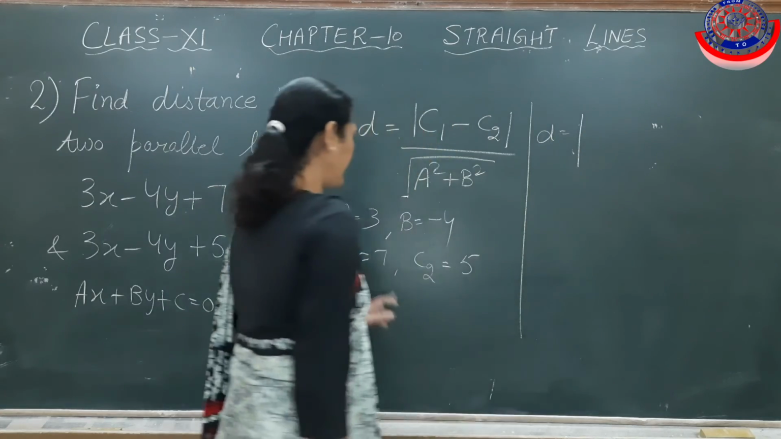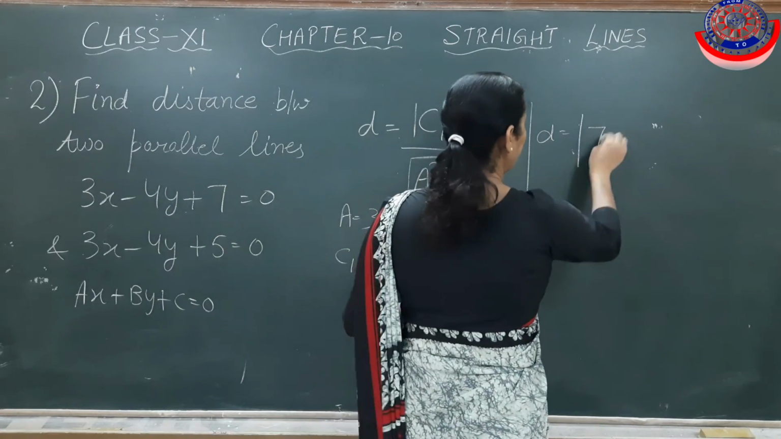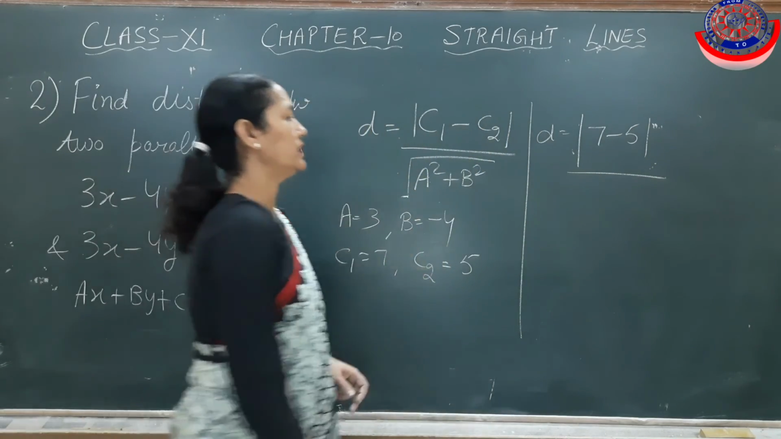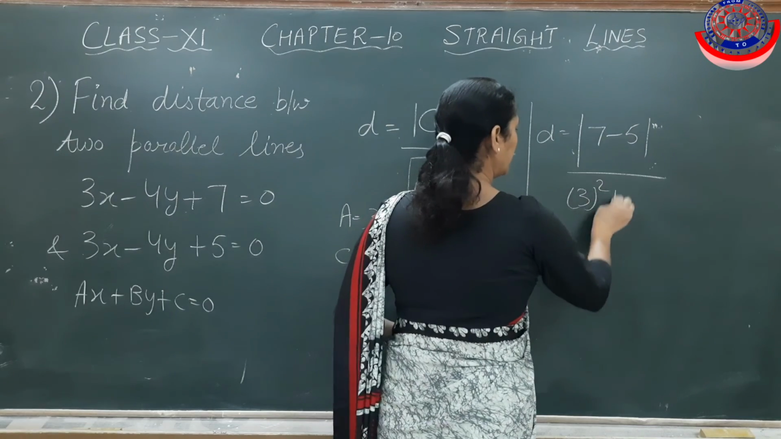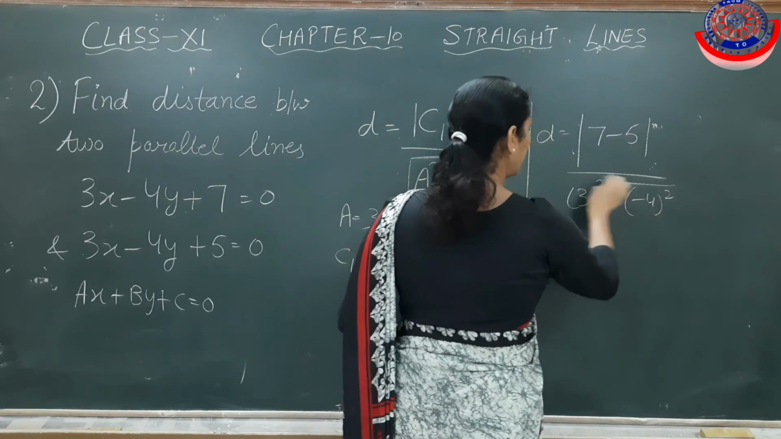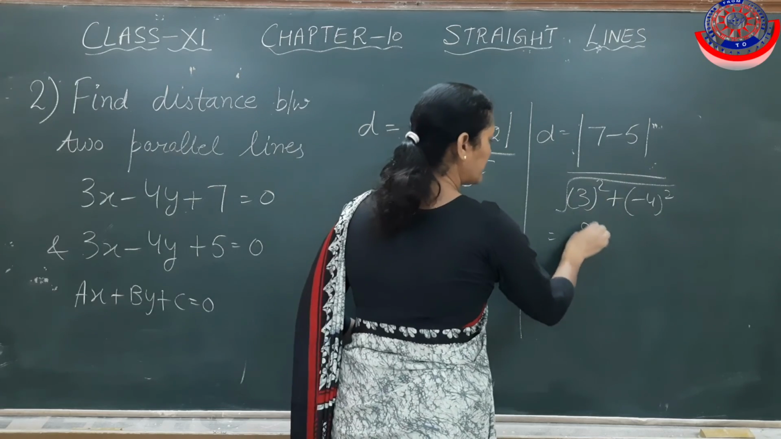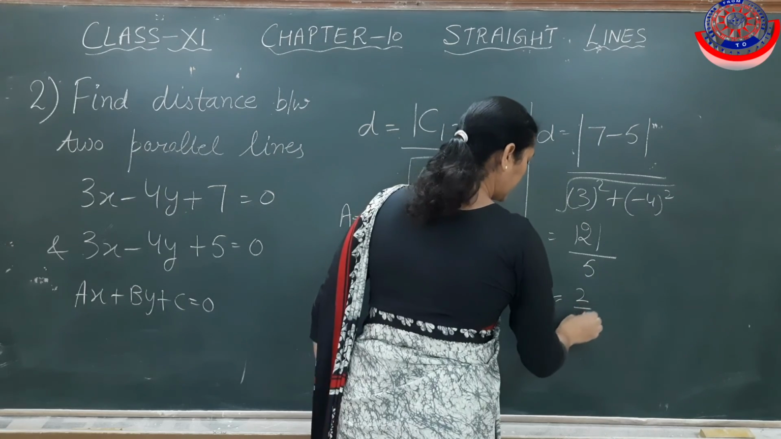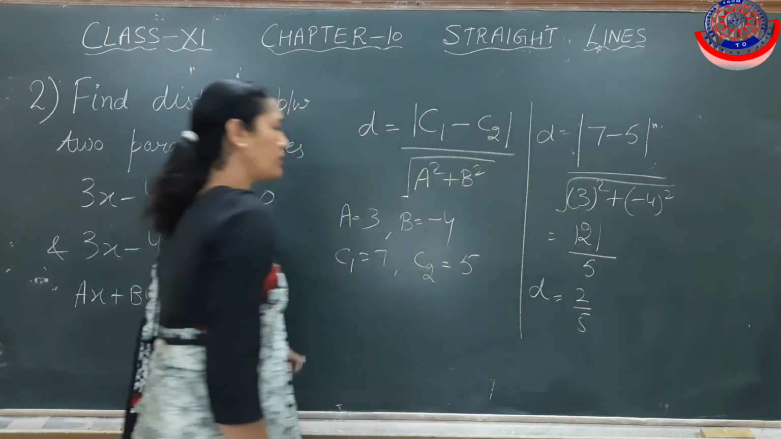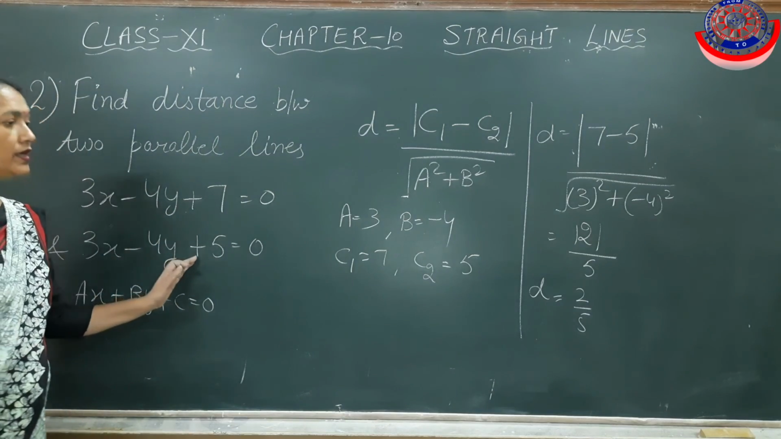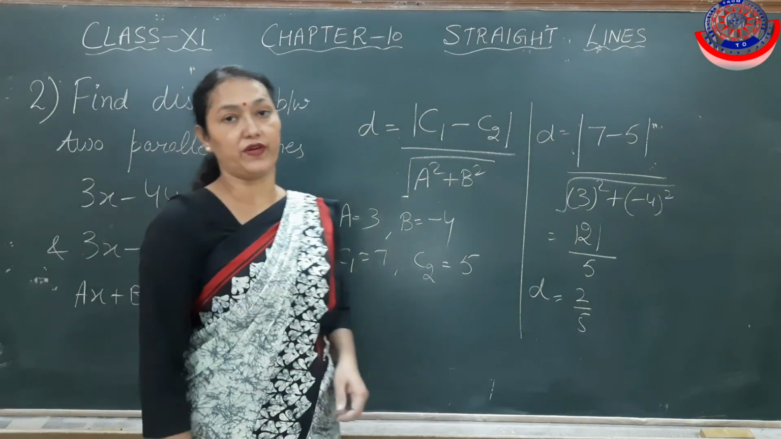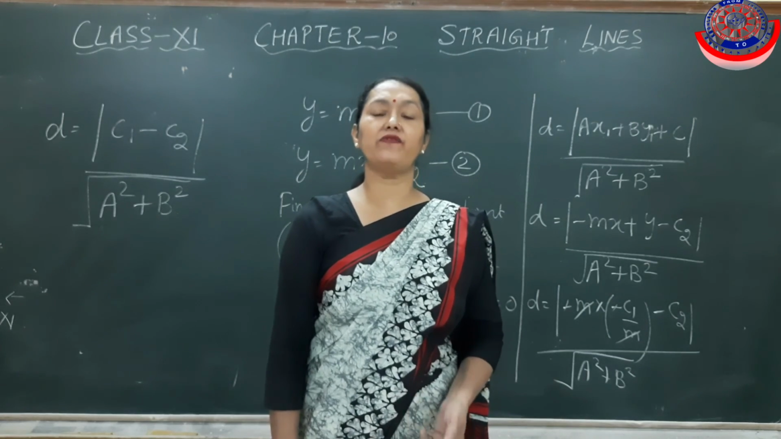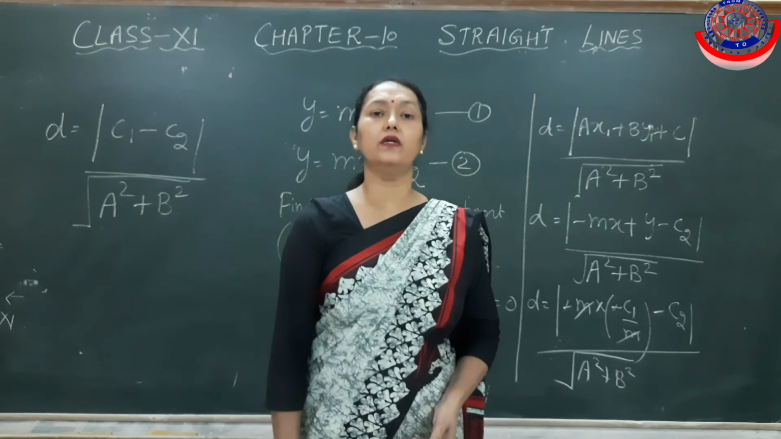We will be writing c1 minus c2, that is 7 minus 5, upon under root a square plus b square. This will give us under root 3 square plus -4 square. 7 minus 5 gives 2, and here we get 5. So the perpendicular distance between the two parallel lines having the given equations is 2 upon 5. In this lecture we have learned how to find the distance of a point from a line, and the second thing we have learned is how to find the distance between two parallel lines.